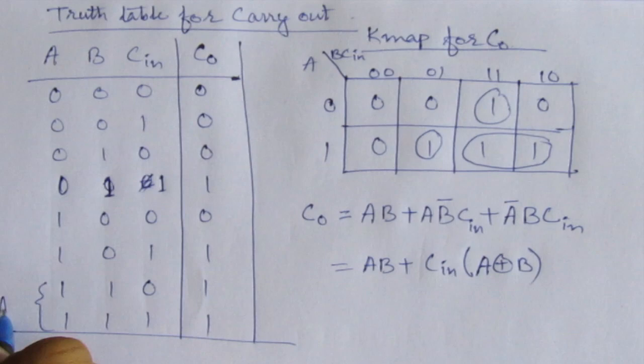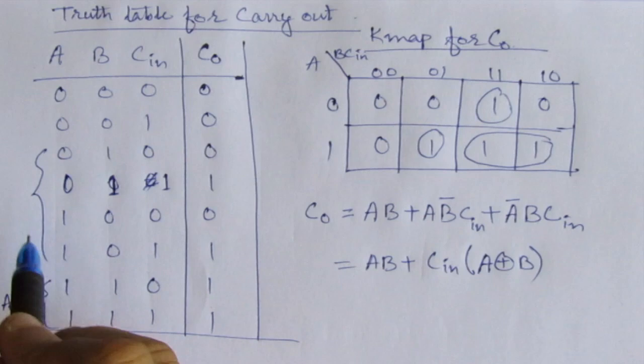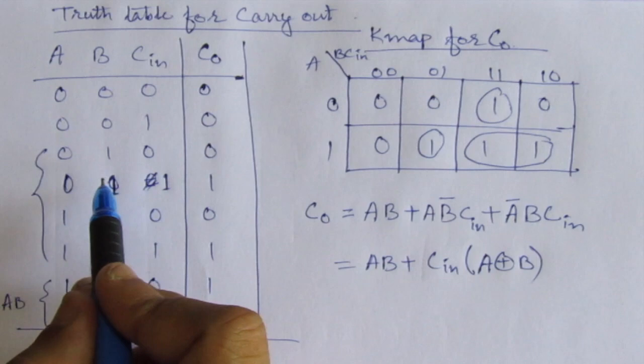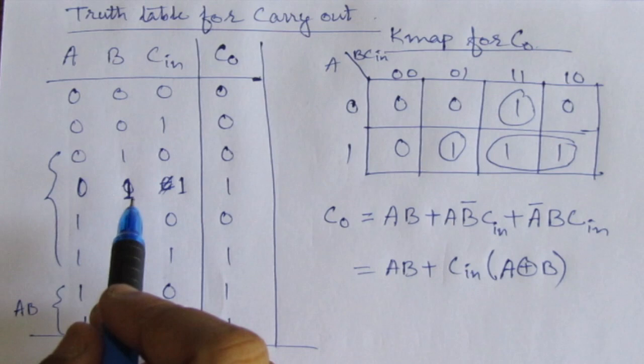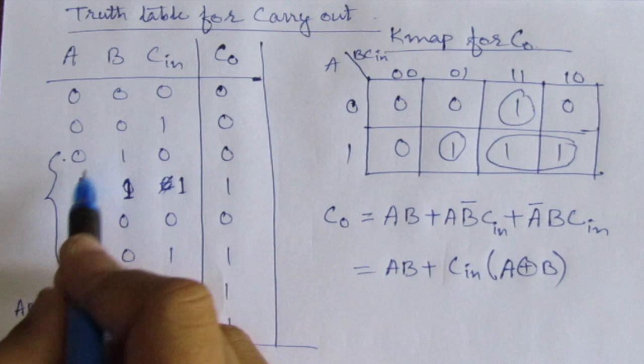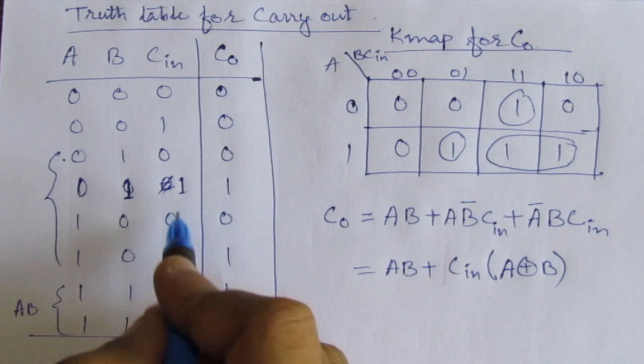So let us consider these four cases. Here we can see that whenever A XOR B is 1 and C in is equal to 0, these two cases, the first case and third case, A XOR B is 1 and C input is low, C out equal to 0 in these two cases.